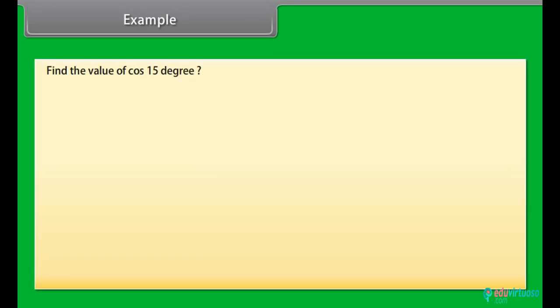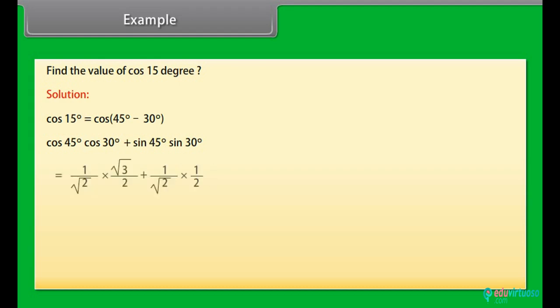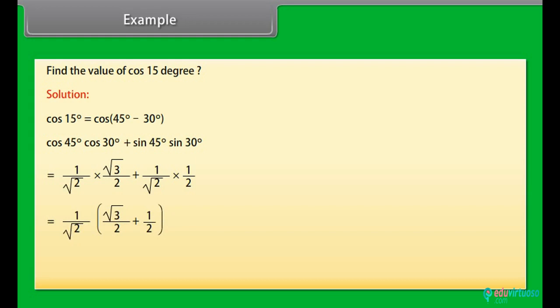Example. Find the value of cos of 15 degrees. Solution. Cos of 15 degrees is equal to cos of 45 degrees minus 30 degrees. That is equal to cos 45 degrees into cos 30 degrees plus sin 45 degrees into sin 30 degrees, is equal to 1 by under root 2 into under root 3 by 2 plus 1 by under root 2 into 1 by 2, is equal to 1 by 2 under root 2 into under root 3 plus 1.